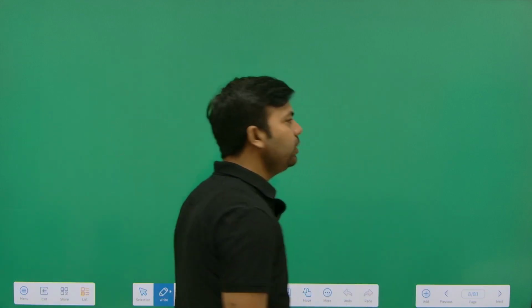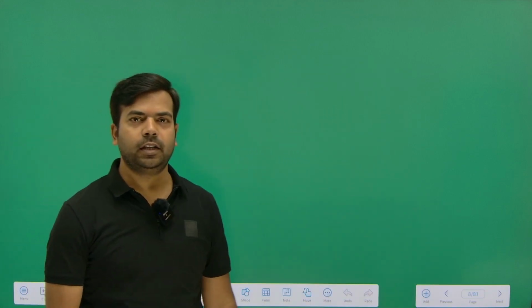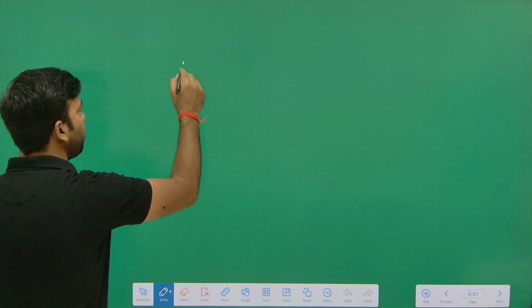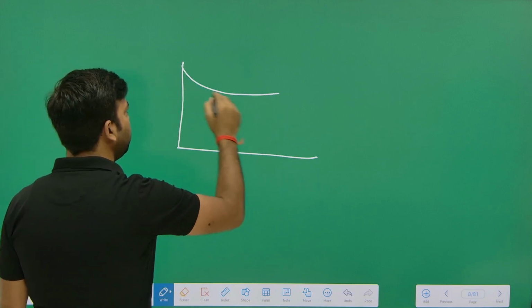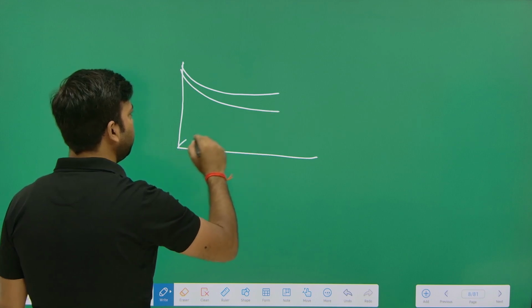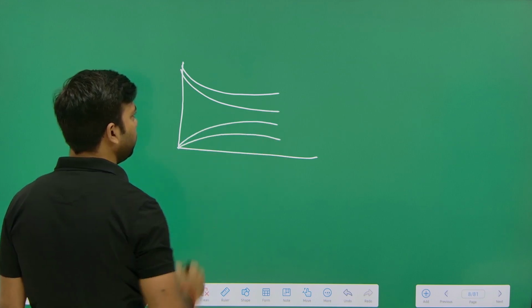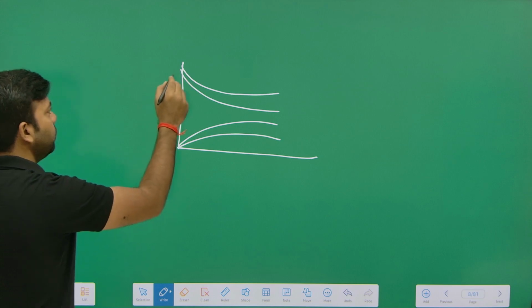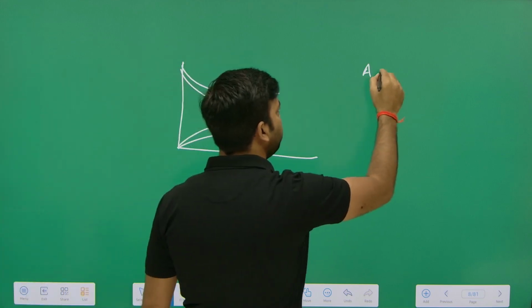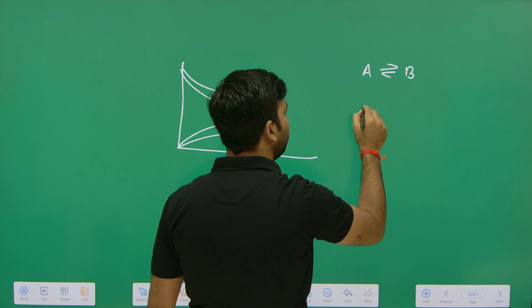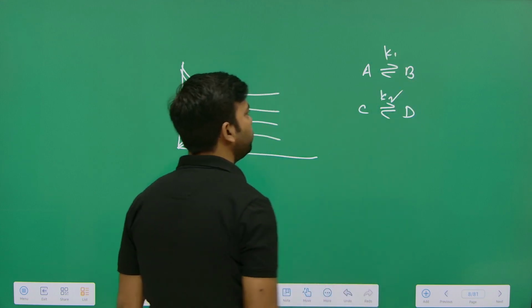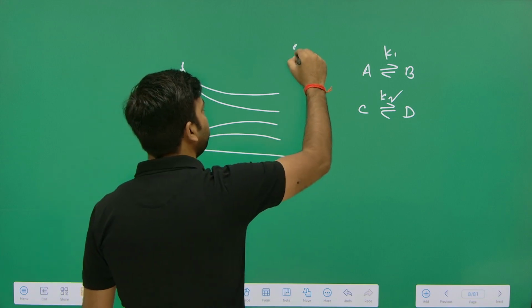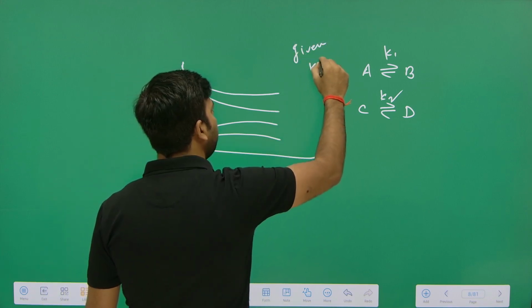I saw a question in, I think, ESSER. Yeah, the updated one, and the question is like this. Okay, so there are two reactions we have, A to B and C to D. Its constant is K1 and this is K2, and it is given in the stem that K1 is greater than K2.